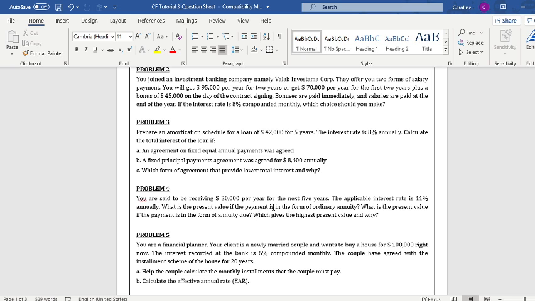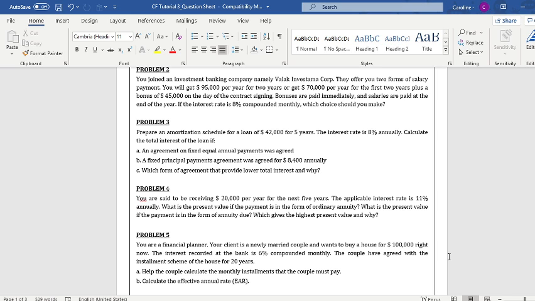Okay, so this is a type of annuity which is identified by the definite period of time, 5 years, and the constant amount of money that you are going to receive for each period. In this case, $20,000. The difference between the ordinary annuity and the annuity due is the fact that ordinary annuity is paid at the end of each period.